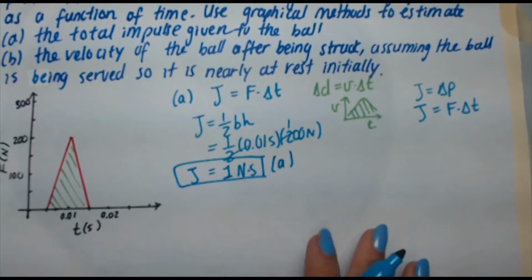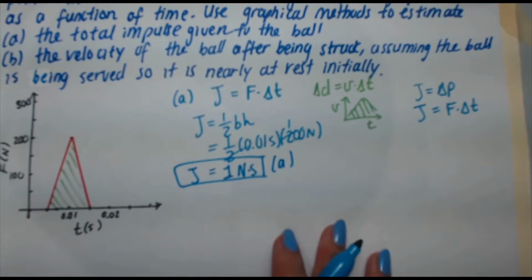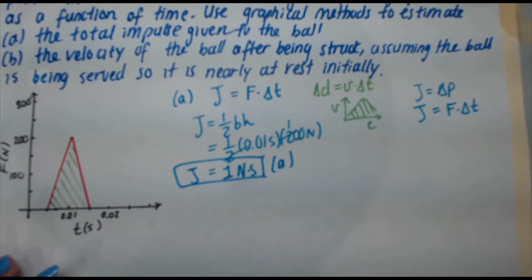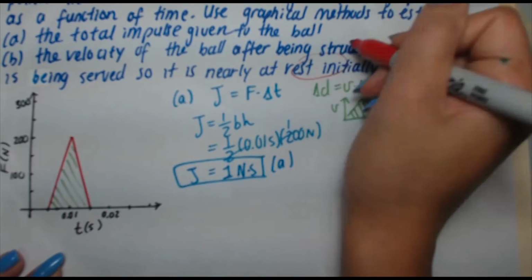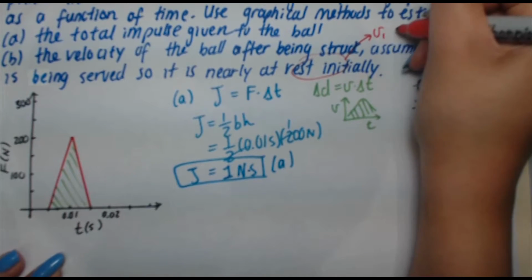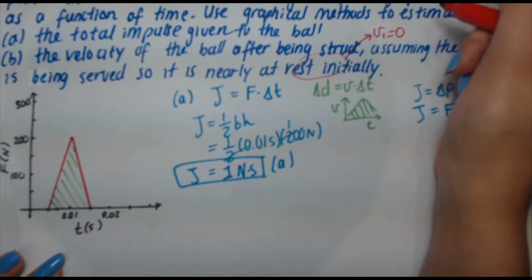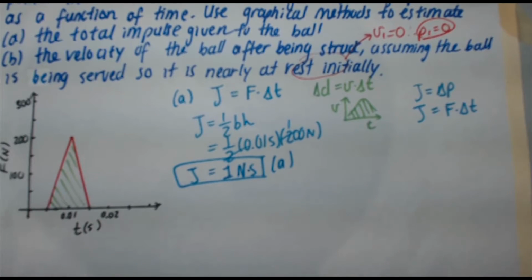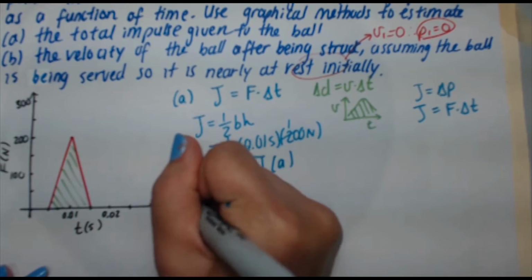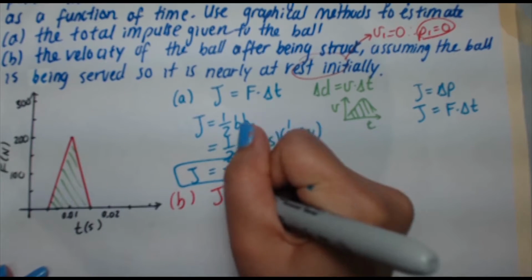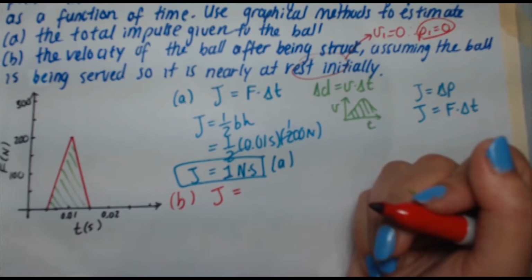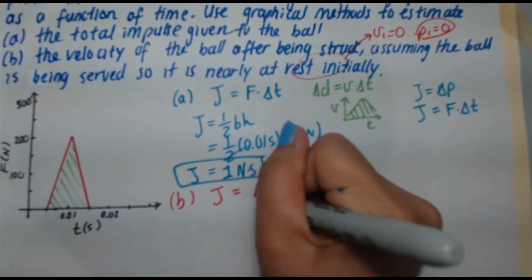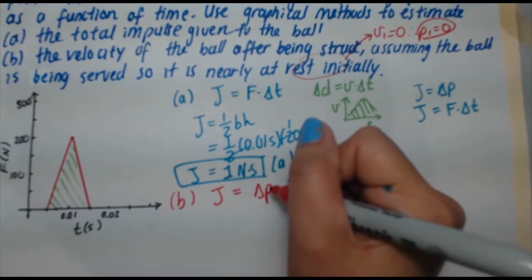For part B, the velocity of the ball after being struck, assuming the ball is served so it is nearly at rest initially. Being nearly at rest initially is a good approximation, which means v1 is 0. If the initial speed is 0, the initial momentum is also 0. So for part B, we're going to be using the impulse is equal to delta P expression that we used back in video 121.